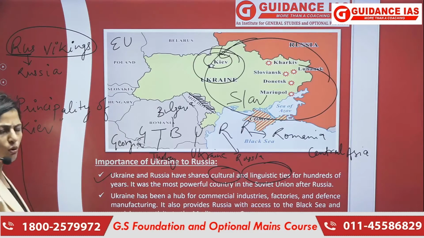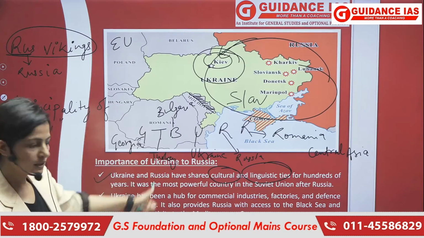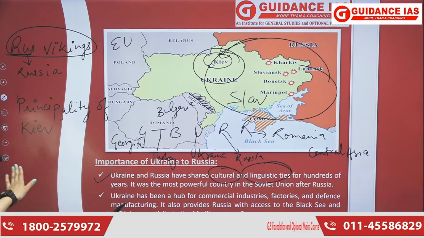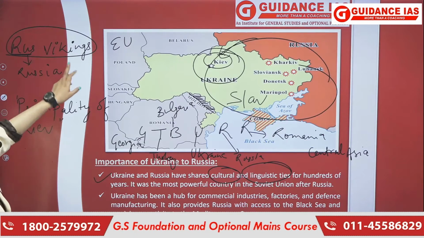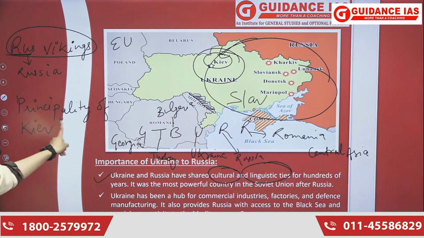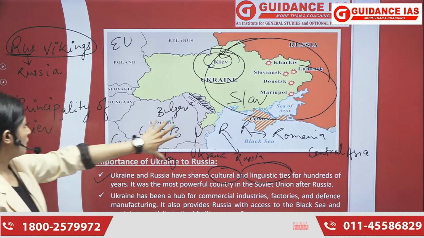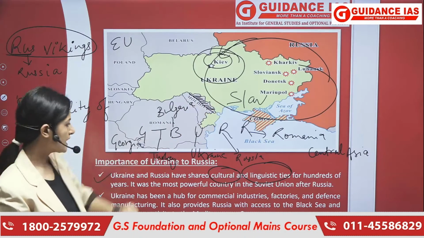That is why Russia always says that Ukraine is our part, because they have their common history. I hope this history is clear to you: the Rus Vikings, their slave trade, and the Principality of Kiev, which in today's time is known as Kiev, where all their civilization was centered around.